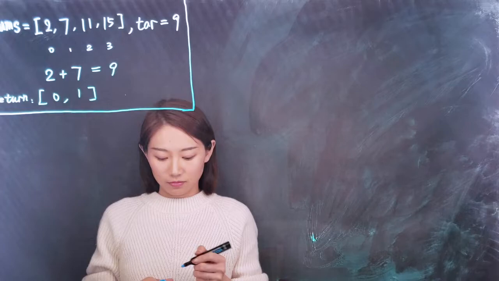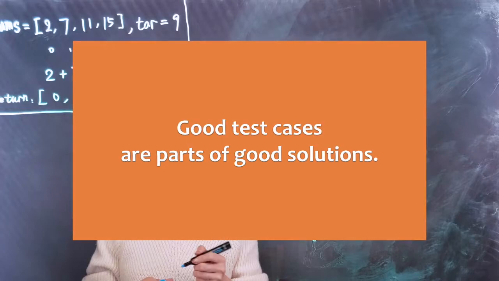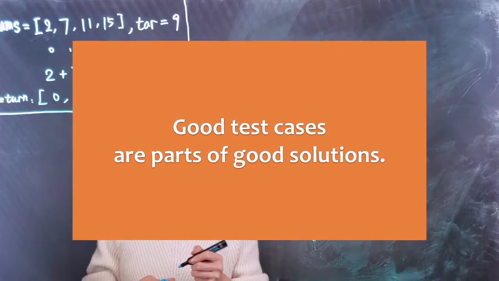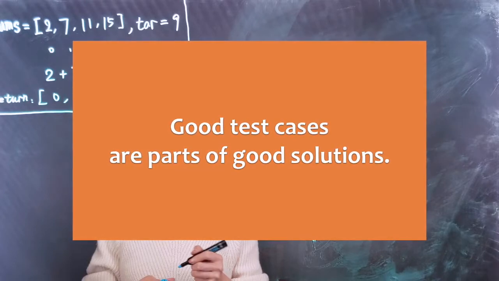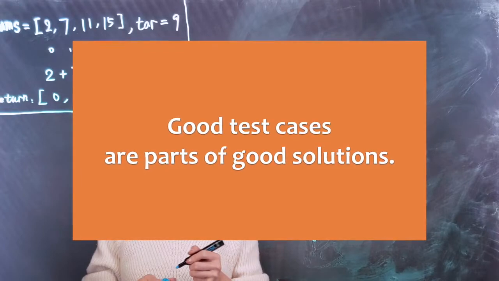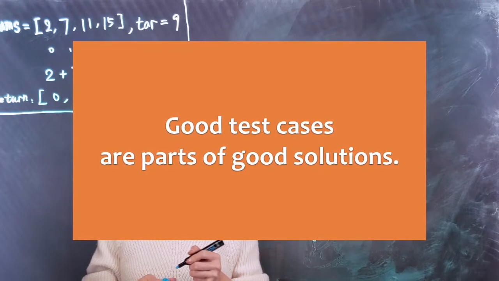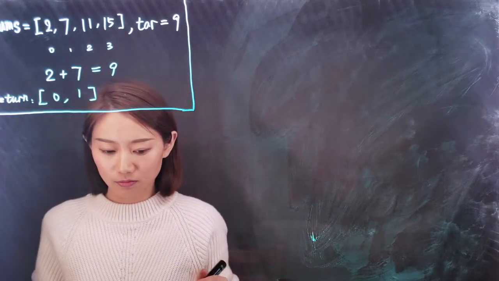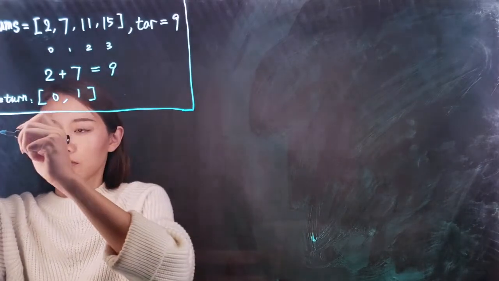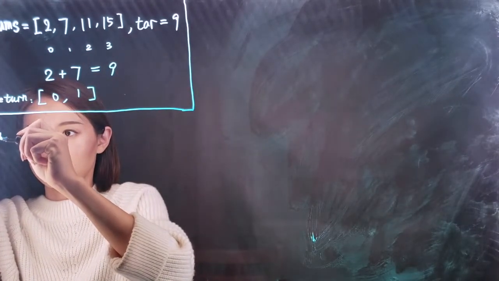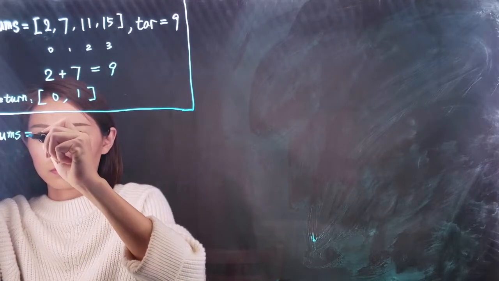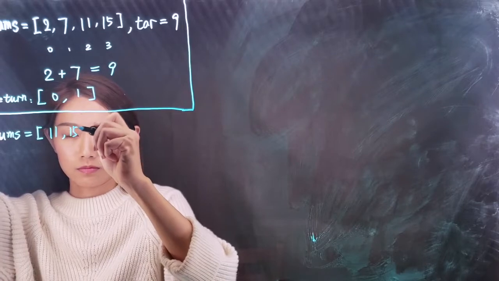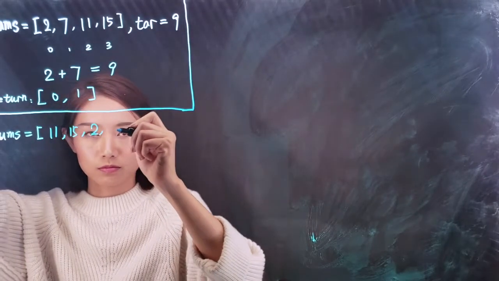So, maybe our test case 2, 7, 11, 15 is not a good one. It's not random enough. I think it's time for a better test case. Good test cases are part of good solutions. With a good test case, you can get to the solution faster. Let's try another test case. Instead of 2, 7, 11, 15, we can do 11, 15, 2, 7. The target number is still 9. So what's the brute force solution for it?